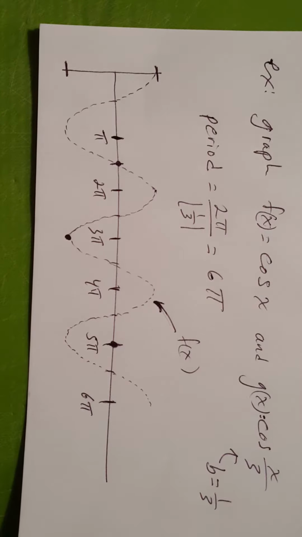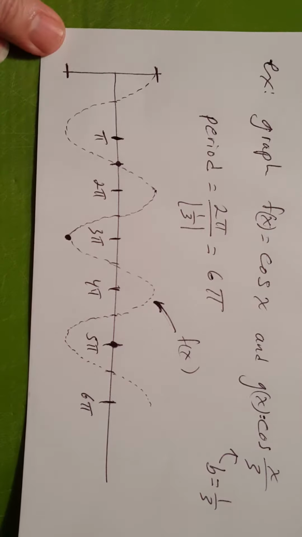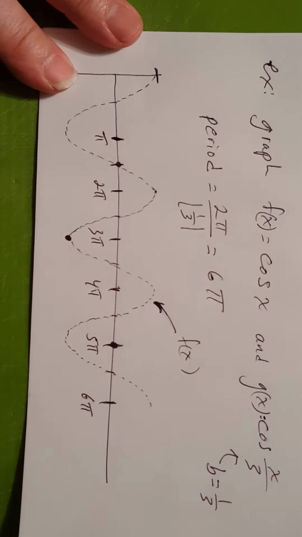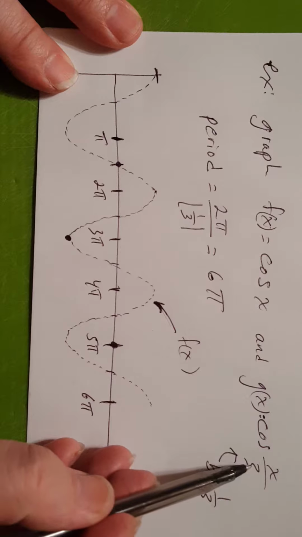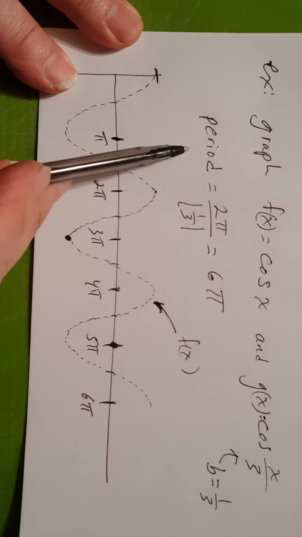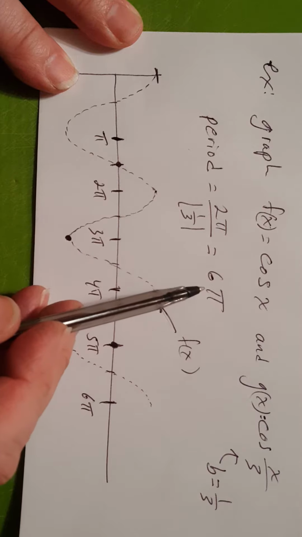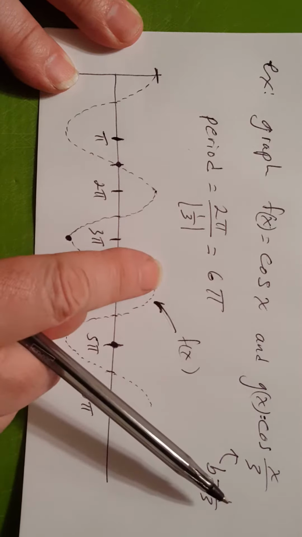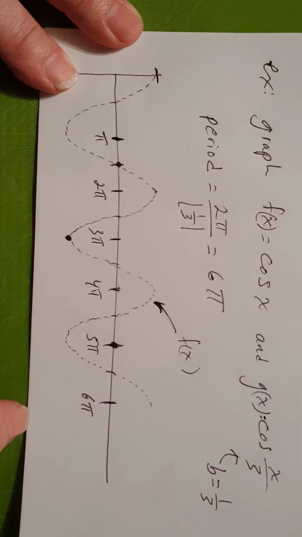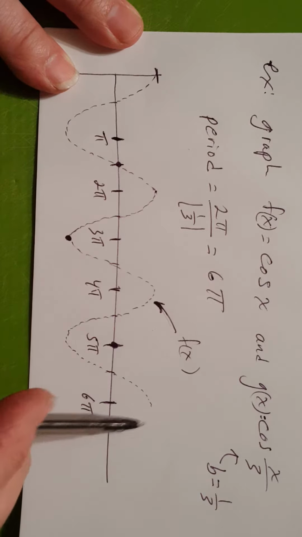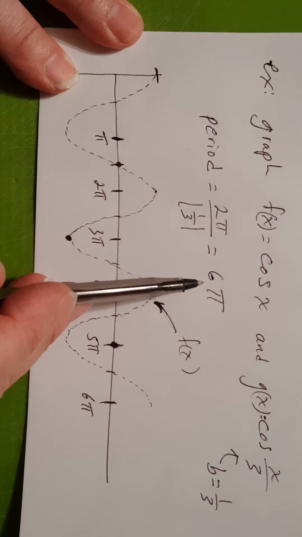So that would be f of x. Now what does g of x look like? G of x, notice that my b is 1/3. So my period is 2 pi over 1/3. Do the math, it comes out to 6 pi. So what that's telling me is that I have to fit one complete wave before it starts repeating in 6 pi.